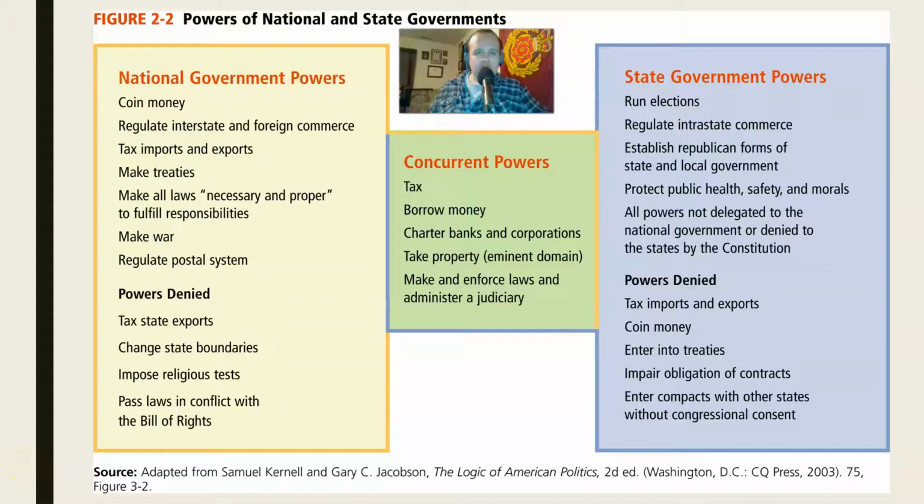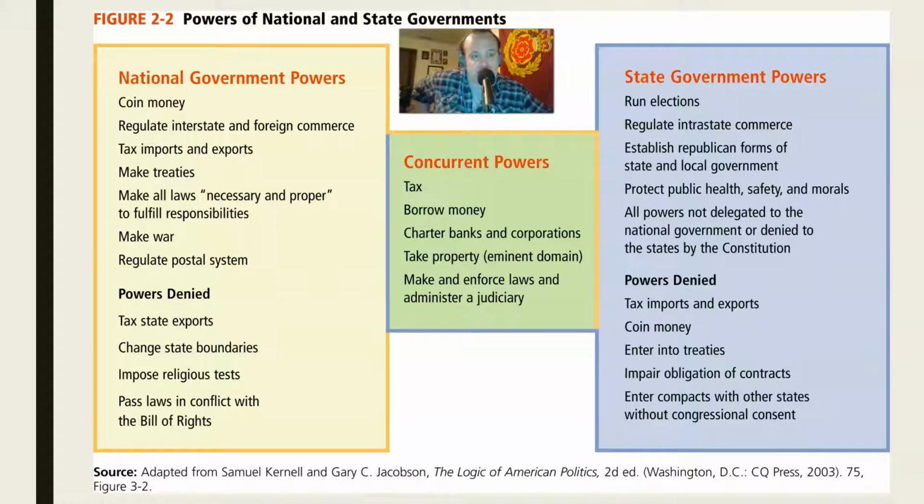So as we finish up federalism, we'll just stick with this chart for one moment more. National government powers, again, those are called delegated or enumerated powers. Those are powers specifically given to the federal government by the Constitution, such as coining money, making treaties, making war. You can read. I would suggest you get, again, very familiar with this chart.